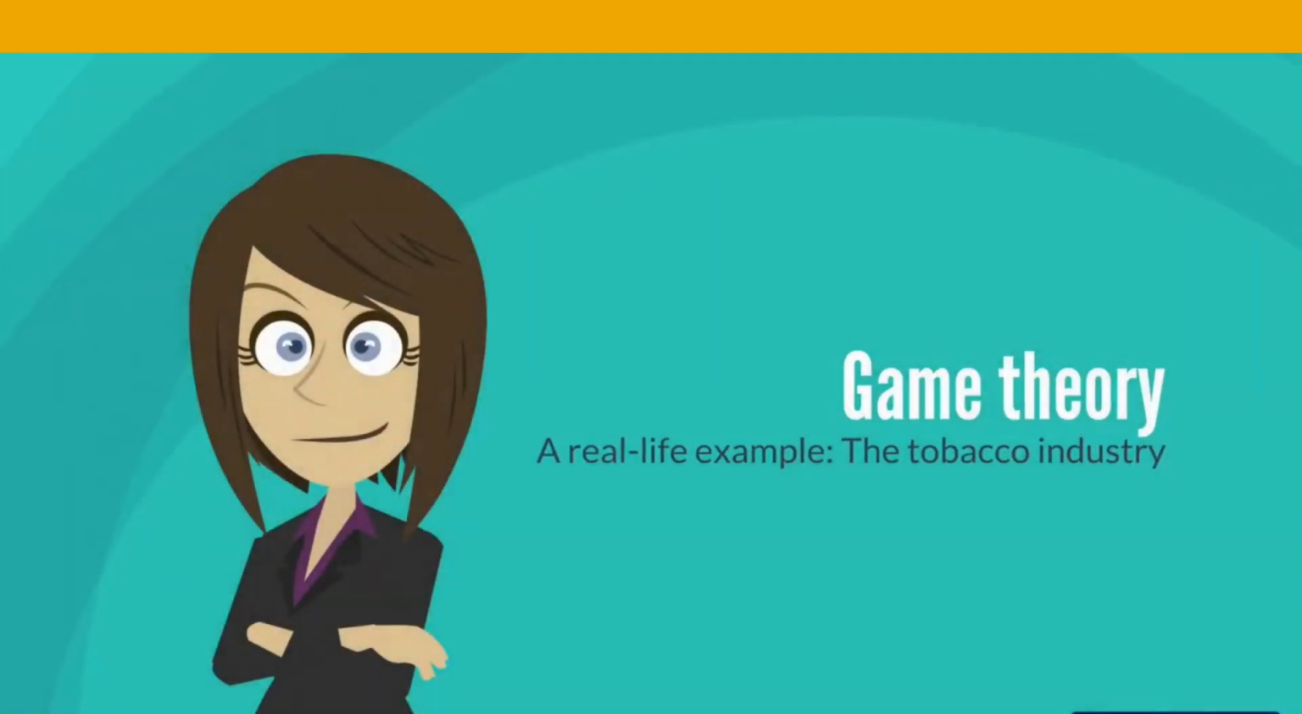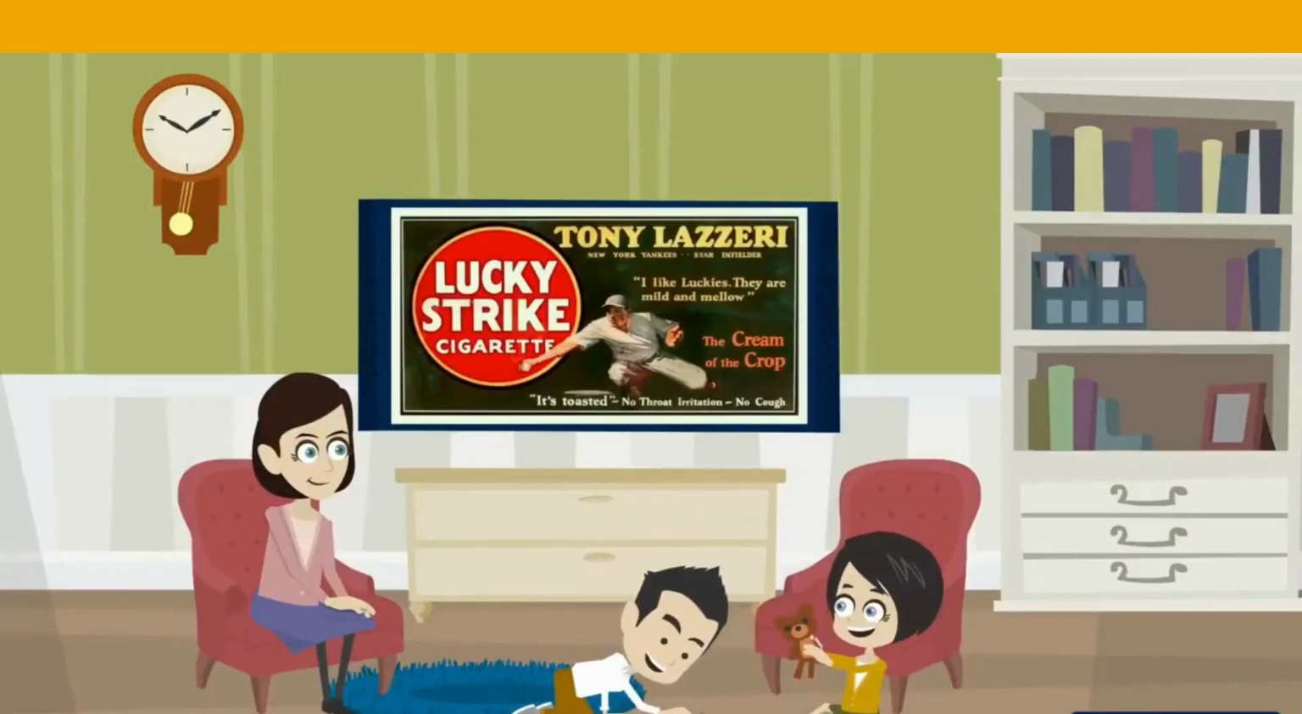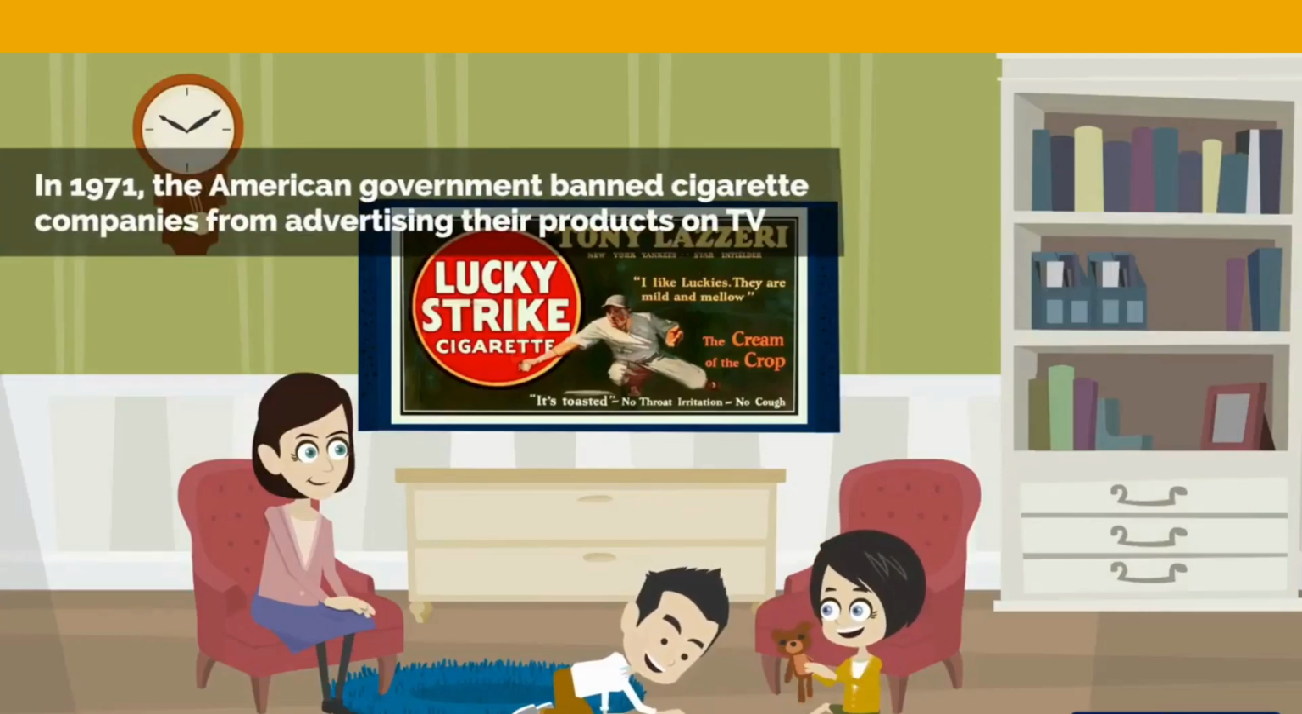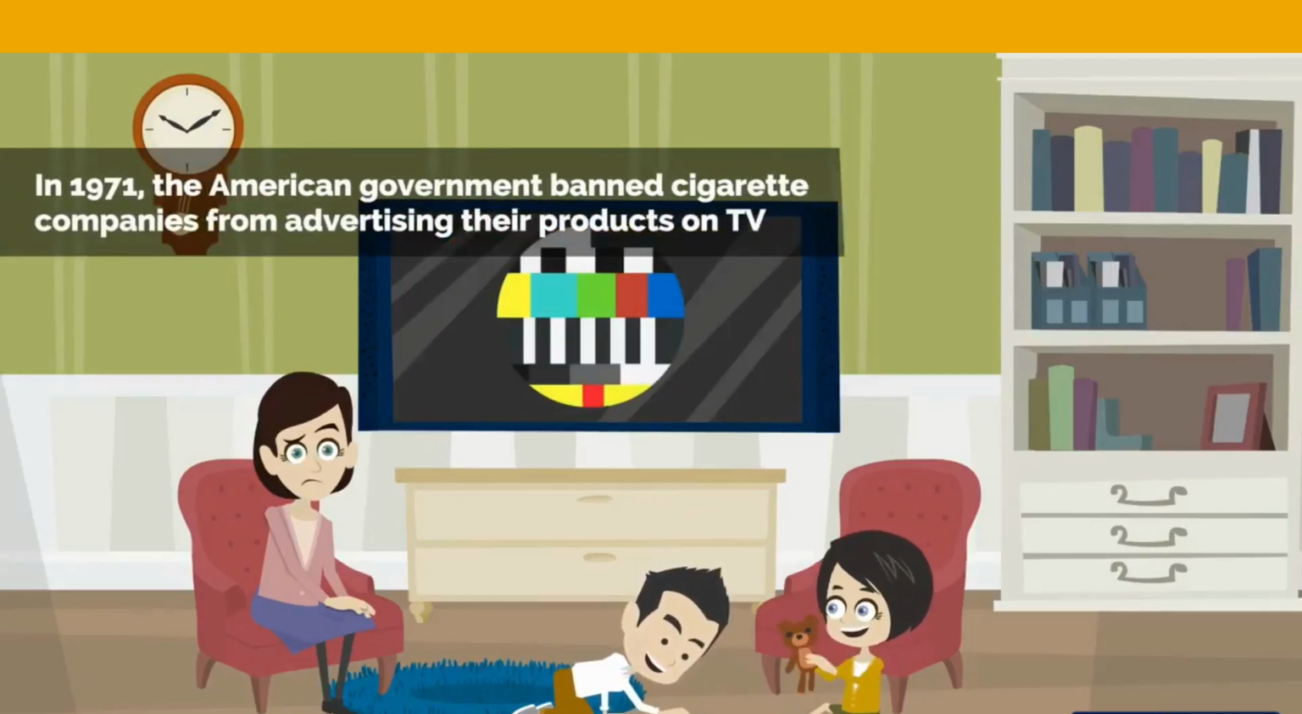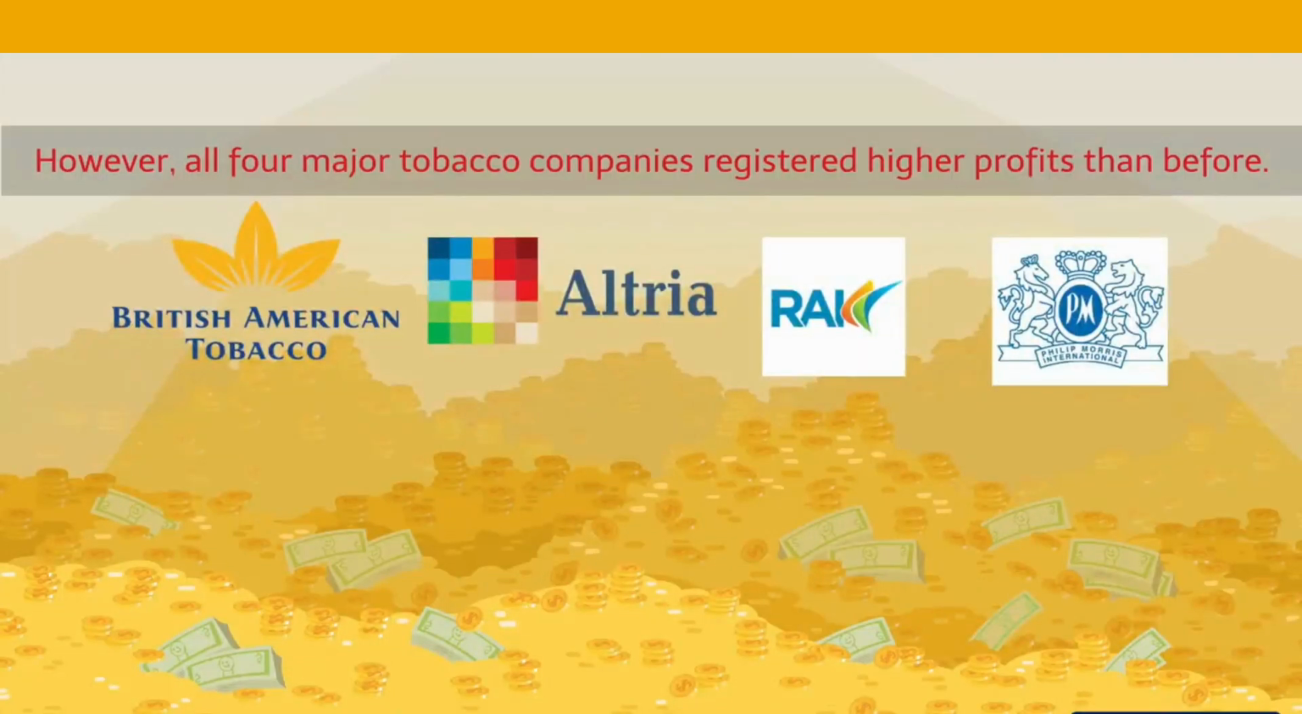Game theory is widely applied in practice. It helps us analyze and understand a number of situations that happen in business. Let's examine the following real-life example. In 1971, the American government banned cigarette companies from advertising their products on TV. One would think this would hurt their business, as fewer consumers would see their brand advertising, and this would have a negative impact on sales. However, what happened is surprising. All 4 major tobacco companies registered higher profits than before.